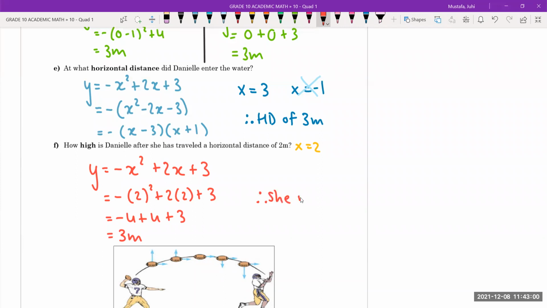Therefore, she is 3 meters high after traveling a distance of 2 meters horizontally. I haven't been really good, you guys, with my therefore statements and stuff like that. And I'll be pretty easygoing on the test as long as you box your answers and I can clearly see them.